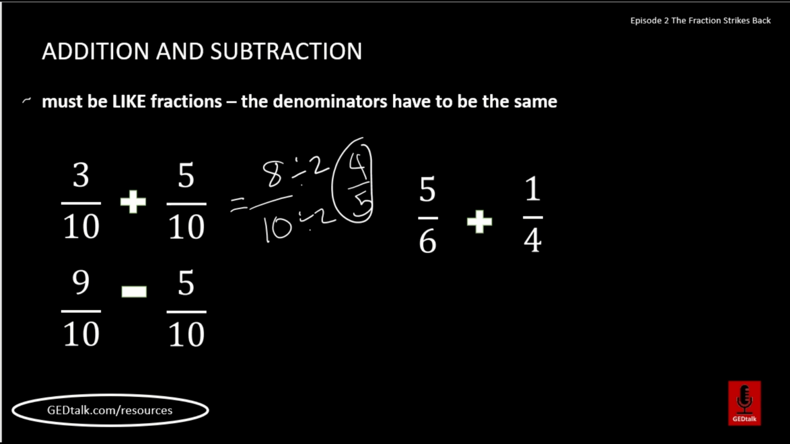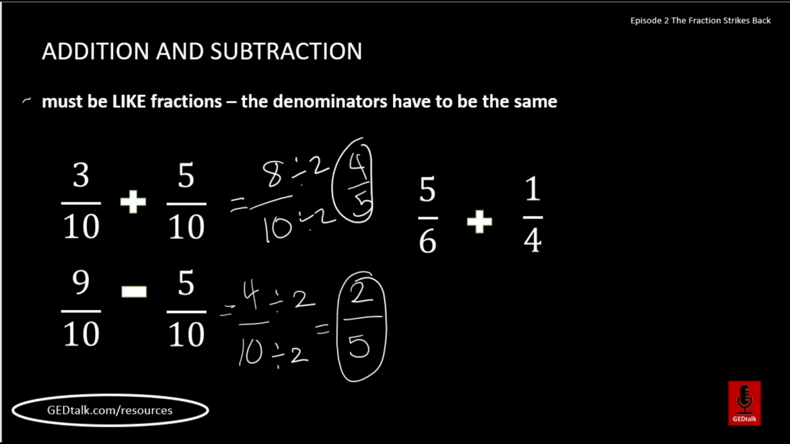You're only going to subtract the numerator. So 9 minus 5 is going to give me 4, and then the 10 will stay the same. 4 over 10 is not in the lowest terms, so what number goes into the 4 and the 10 equally? Yeah, 2 does. So let's divide by 2 on the top, and we're going to divide by 2 at the bottom. 4 divided by 2 is 2. 10 divided by 2 is 5. So our answer is 2 over 5.